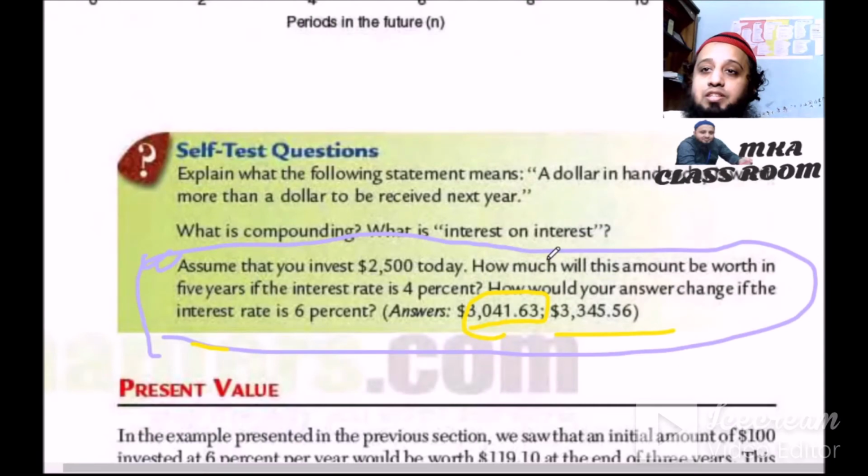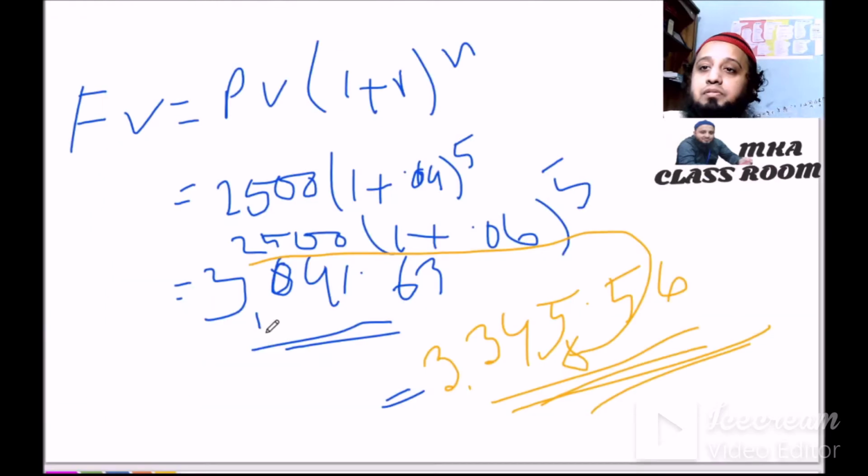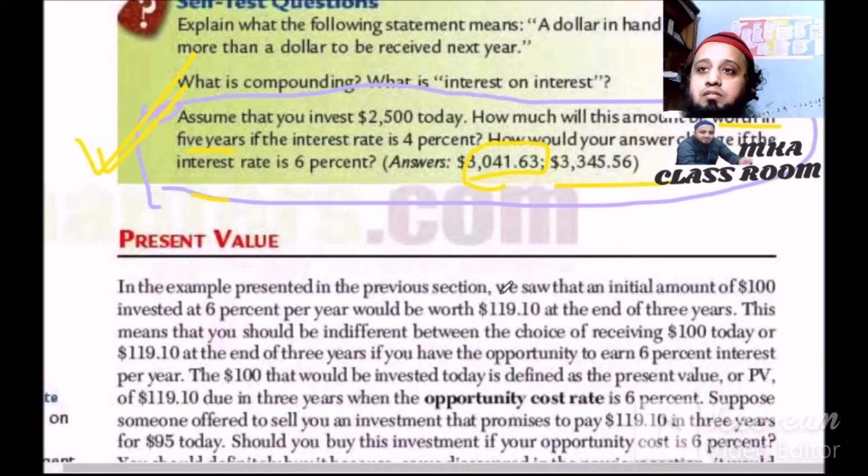So, now that we find the worth in 5 years, if the interest rate is 4%, then our result should be 3041.63. If interest rate is 6%, 3345.56.